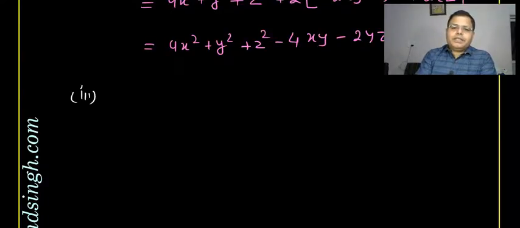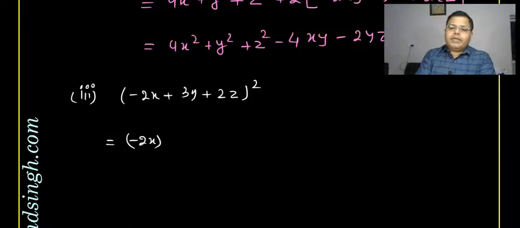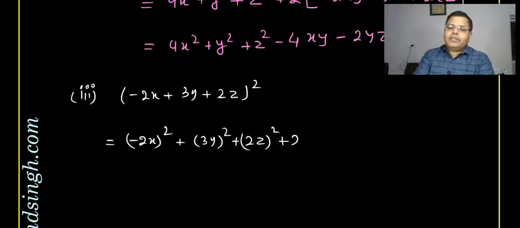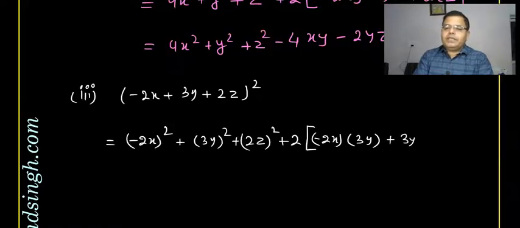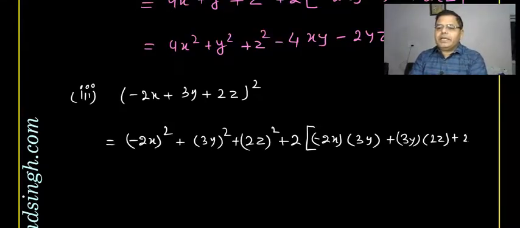on the same basis, that is 3. It is given that minus 2x plus 3y plus 2z whole square. So again, using the same formula, wherever there is a, I'll put minus 2x, a square plus b square plus c square, like this, plus 2ab. In place of a, there is minus 2x, in place of b, there is 3y, 2ab, 2bc, 3y into 2z, right, ab plus bc plus ca, and 2z into minus 2x.